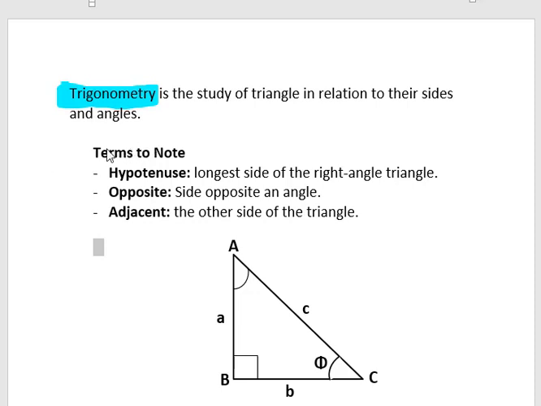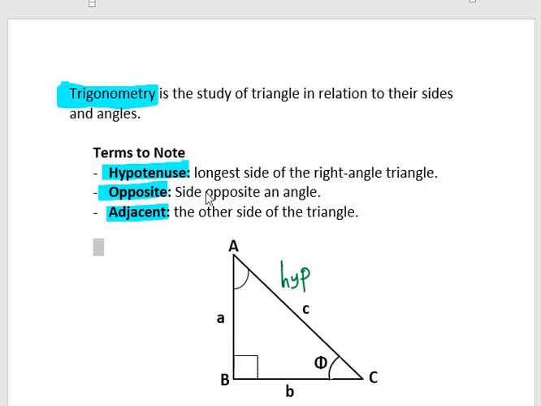Okay, so these are some basic terms we need to note: the hypotenuse, the opposite, and the adjacent. The hypotenuse happens to be the longest side of the right angle triangle. For instance, in this diagram below, you can see a right angle triangle ABC with angle theta and sides A, B, and C. Between these lengths, the longest side, which is C, is the hypotenuse, because it's the longest side.